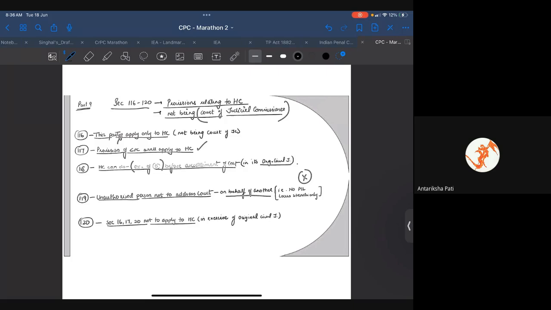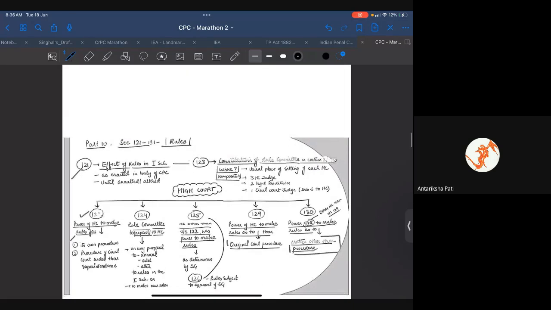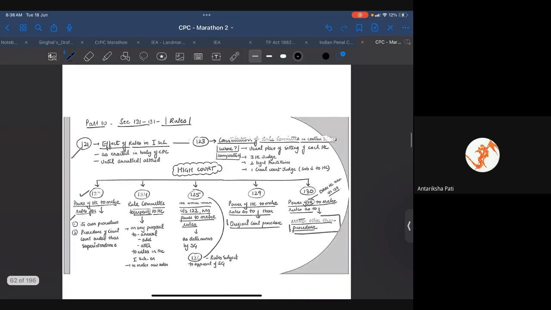Now part 10 is 121 to 131, the rules. It says the effect of rules in the schedule is as enacted in the body of CPC. Now there is a rule committee. It is to be constituted under 123, which will sit at the usual place of sitting of each High Court. Composition will be 3 High Court judges, 2 legal practitioners, and 1 civil court judge. Now the High Court has the power to make rules for its own procedure and procedures of the subordinate courts, and it also has the power of general superintendence. That is what 122 says. The rule committee will report to the High Court.